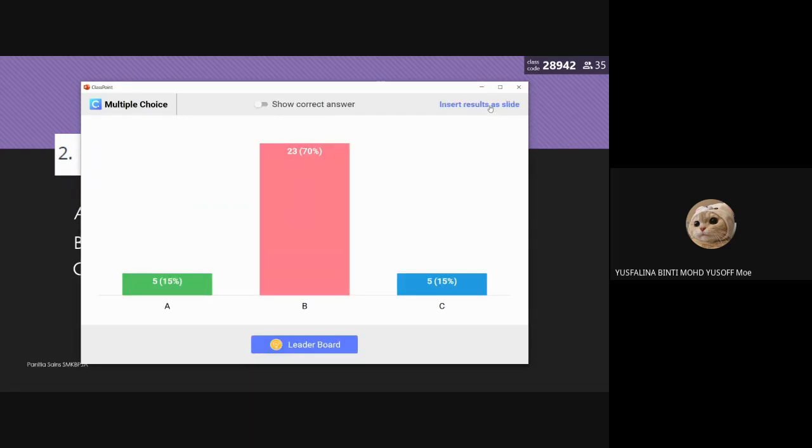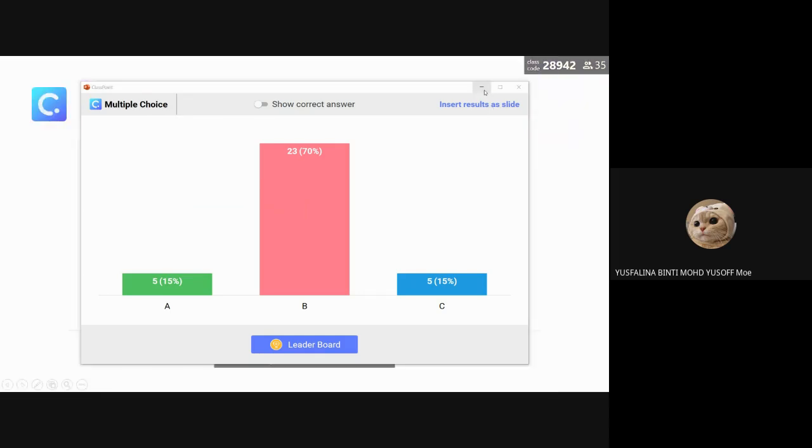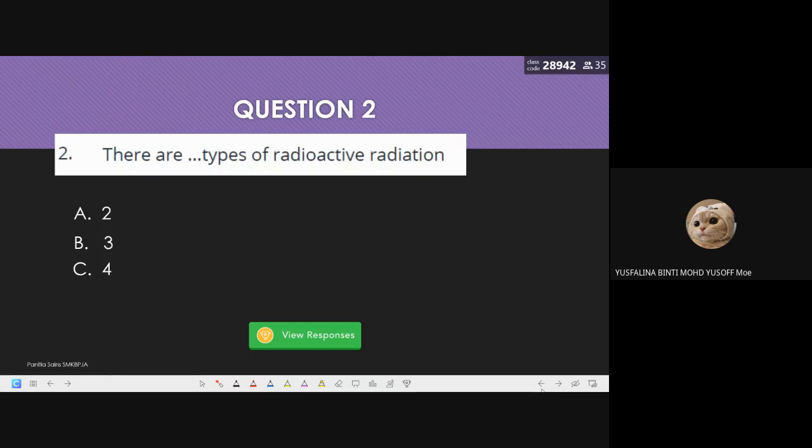Alright, so some say A, some say B, and some say C. So what's the answer? The answer should be: there are three types of radioactive radiation. What are the types? The first one is alpha, beta, and also gamma. So these are the three types of radioactive radiation. So the answer should be B.